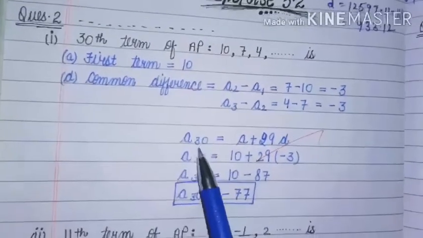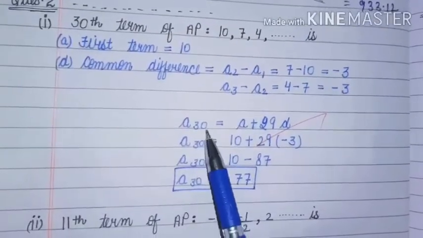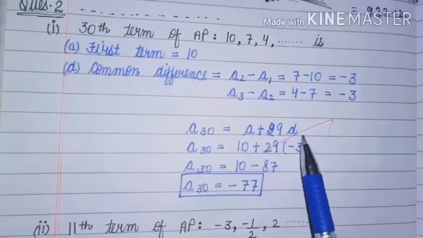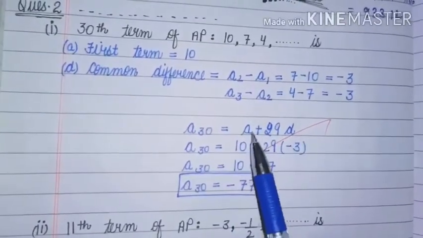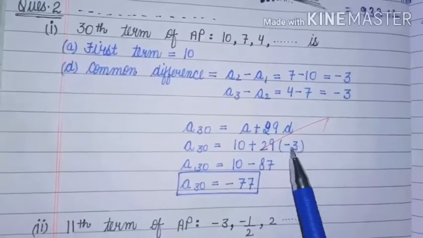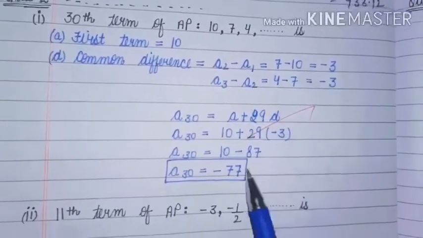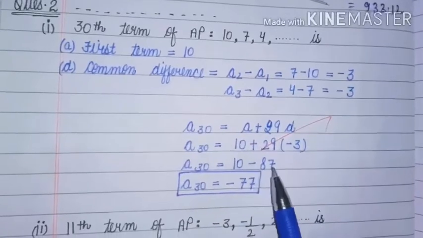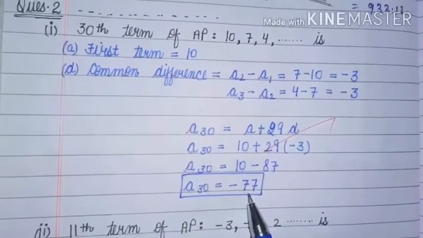Now how to find the 30th term? The formula for the 30th term is A plus 29D, and we have all the values. A, that is 10, 29, and into D is minus 3. You will solve it and you will get 10 minus 87, that is minus 77.